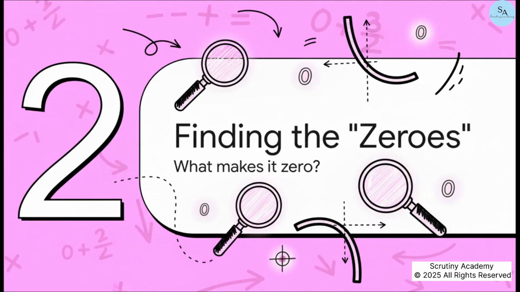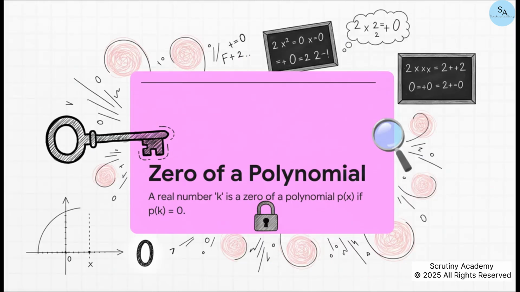All right, with the basics under our belt, it's time to go on a little mission. We're going on a hunt for something called the zeros of a polynomial. So what exactly is a zero? Think of it like a magic key. It's a special number that when you plug it in for x in your polynomial, makes the whole entire expression equal to 0. That's it. It's the value of x that makes the polynomial vanish into a 0.